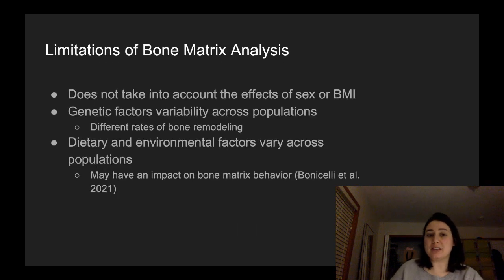Limitations to the bone matrix analysis are that it did not account for the effects of sex or BMI on the degradation of the bone and what that might reflect in terms of age. It also doesn't look at the genetic factors and variability across populations. Different populations may show different rates of bone remodeling, different rates of degradation, as well as environmental factors that may also have an effect. All of that may skew our results in creating an accurate prediction and estimation of age at death.